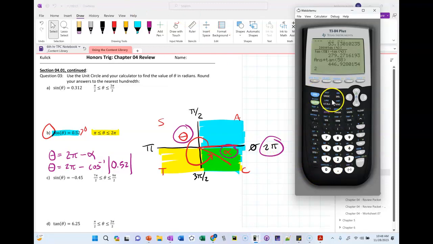So 2 pi minus cosine inverse. Now you're going to see me not type in the absolute value here. Why did I not do it? Because I did it in my head, right? Oh, why? What's wrong here? Why did I get a kooky answer? Yes, very good. What mode should my calculator be in for this problem?